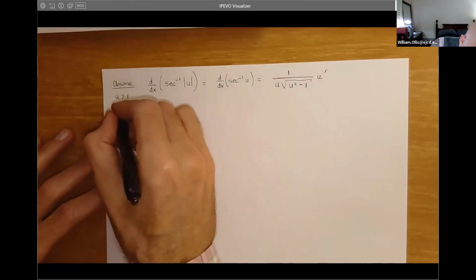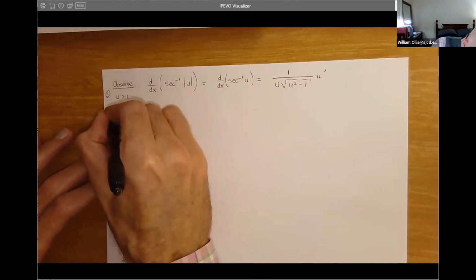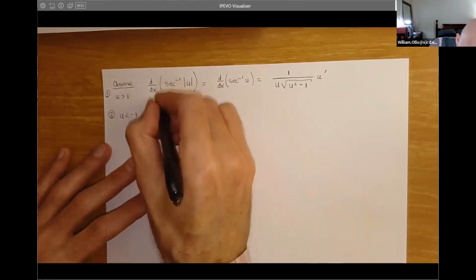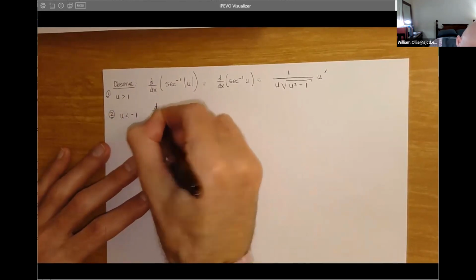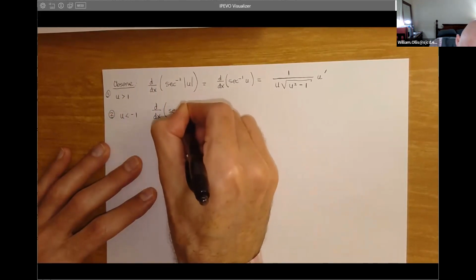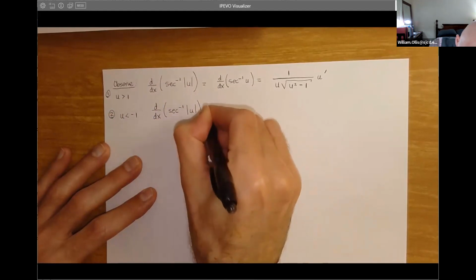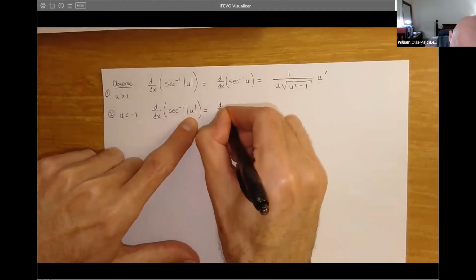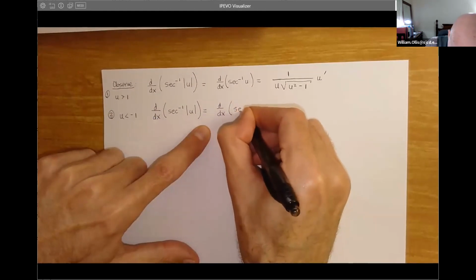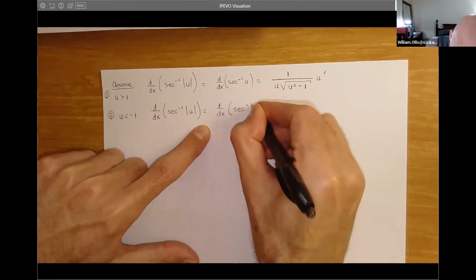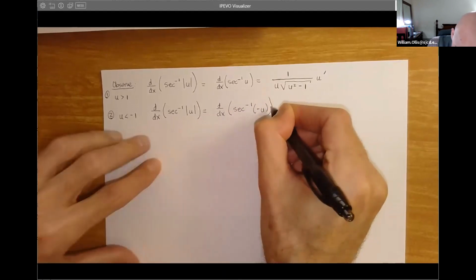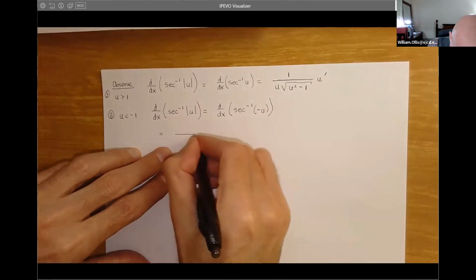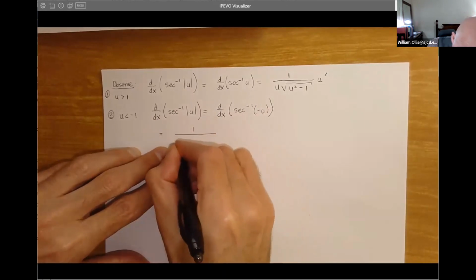And now let's try another case. So this is case one and then case two. Let's assume the other case, u less than negative one. So we have d/dx of the inverse secant of the absolute value of u. And now we can replace u with its additive inverse. So we have d/dx of the inverse secant of negative u. We could use some other identities, but we'll stick with this. And so now we can apply our formula. So this will give us one over negative u, its absolute value.